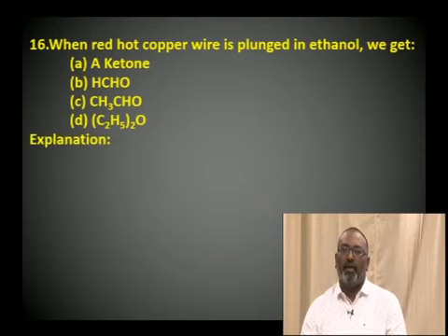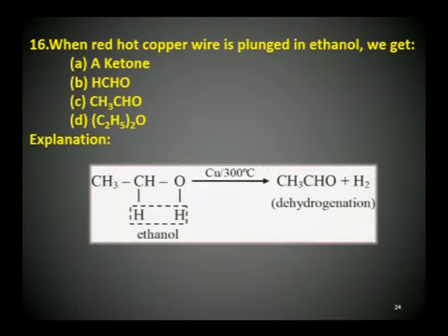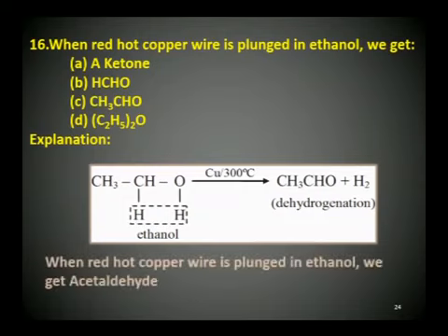When hot copper wire at 573 Kelvin temperature is plunged into ethanol, dehydrogenation takes place immediately, that is, removal of hydrogen takes place, due to which acetaldehyde is produced from ethanol. So the answer is C.